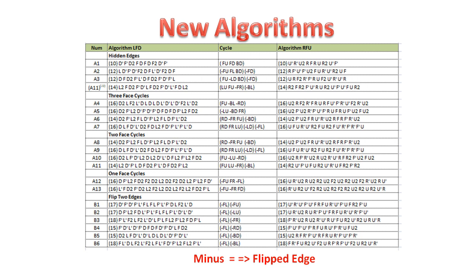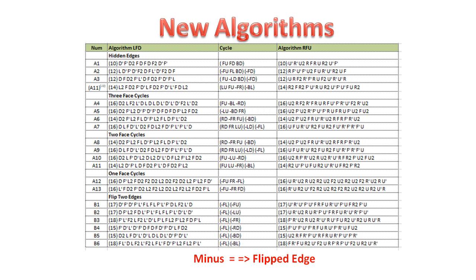In these algorithms, the names I gave to the edges are quite straightforward. For example, FU means the edge front up, and RD means the edge right down, and so on. A minus in front of an edge means that that edge is flipped during the algorithm.